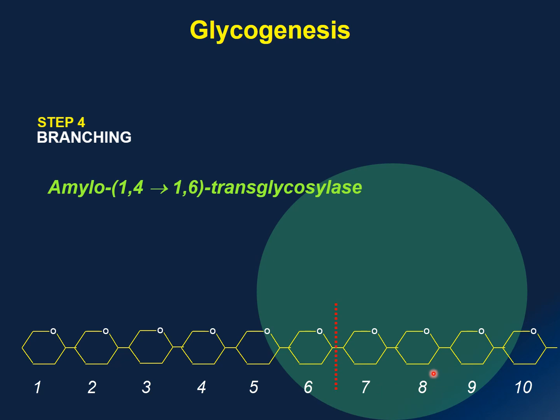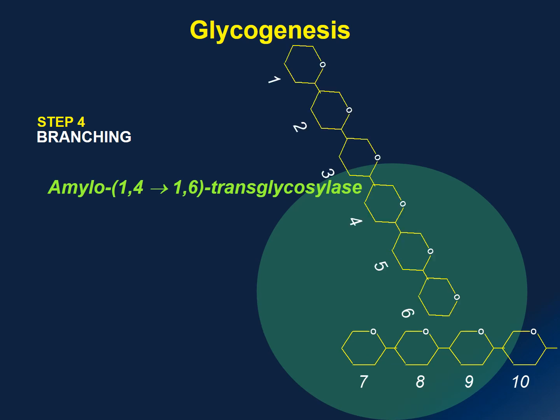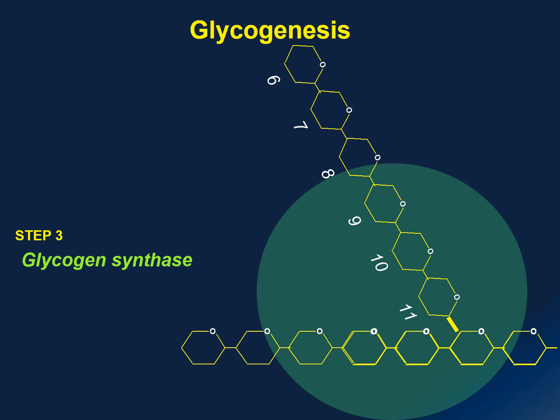So what it will do is hydrolyze this bond. And the enzyme will keep the energy from the hydrolysis of the bond, which allows it to make a conformational change, shifting the glycosyl unit to the branch position. As you can see, the branch is now attached to carbon number 6 of 1 residue in the main chain. So this process is going to repeat many times until we get a highly branched glycogen molecule. And then we can go back to step 3, polymerization, by extending the main chain using glycogen synthase.